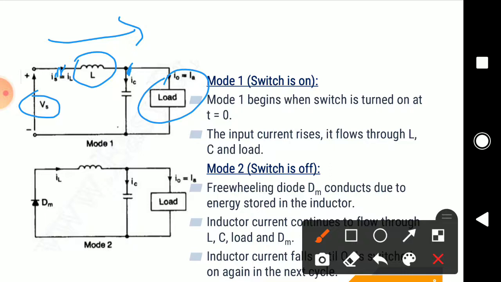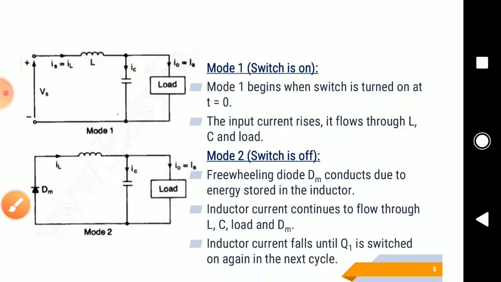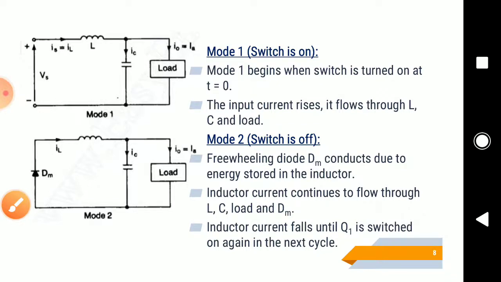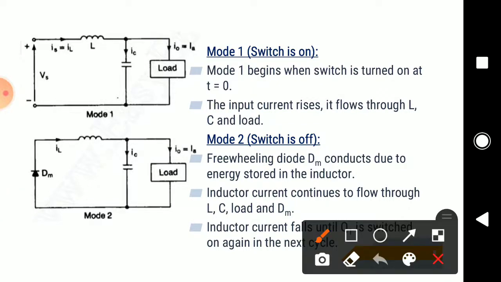Okay, and during the off condition or during mode 2, what will be the inductor voltage? Again, we can just do it using the same procedure. You have 2 points over here. Now, again, the current is flowing in the same direction. Okay, this is due to the property of the inductor. It will try to maintain the direction of the current in the same direction. So, your current is still flowing in the same direction.